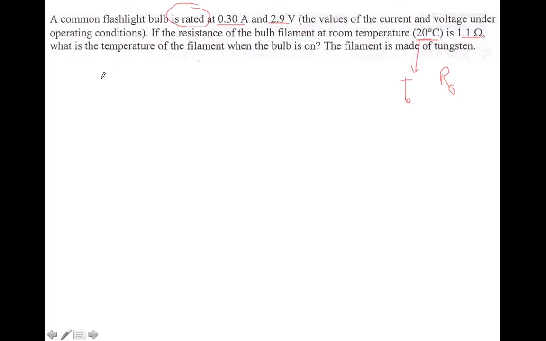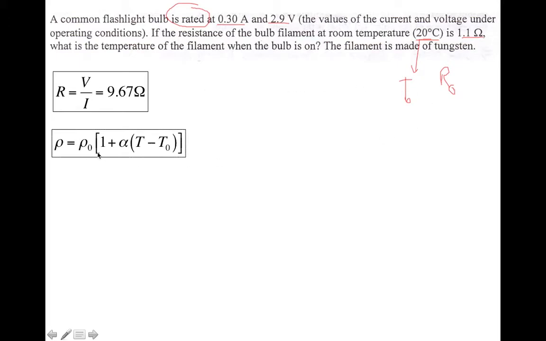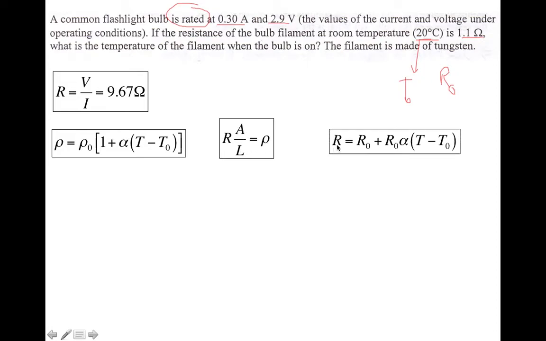That means the first thing I want to do is calculate the resistance, because he gave me the current, he gave me the voltage, V is equal to IR, so R is equal to V over I, and this will be my R, and this will be my I0. Going back to the equation which relates the resistivity to the temperature, and using the definition for the resistivity in terms of R, and the A and L are not changing, that gives me this equation.